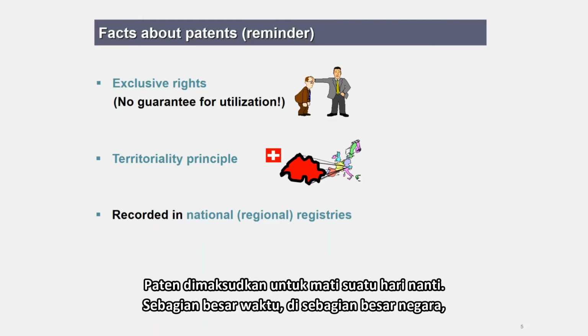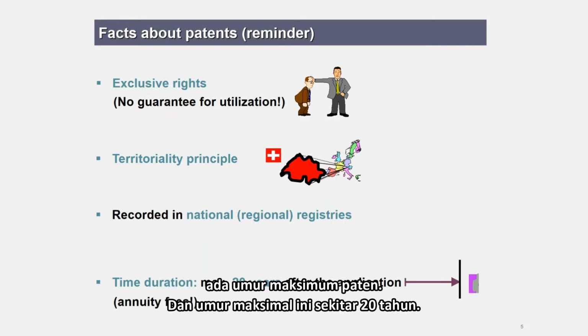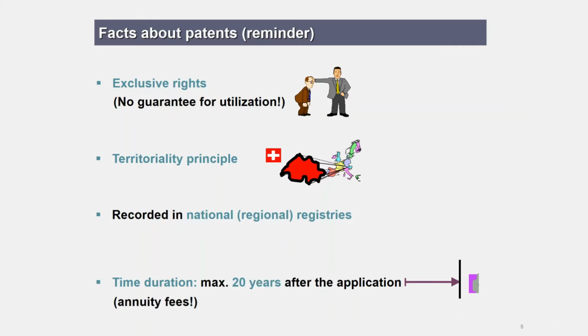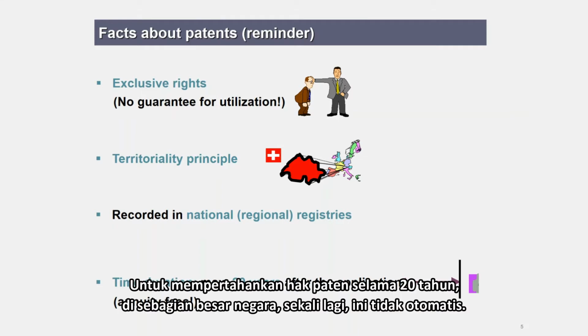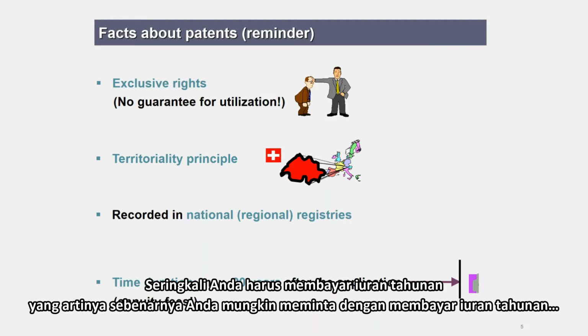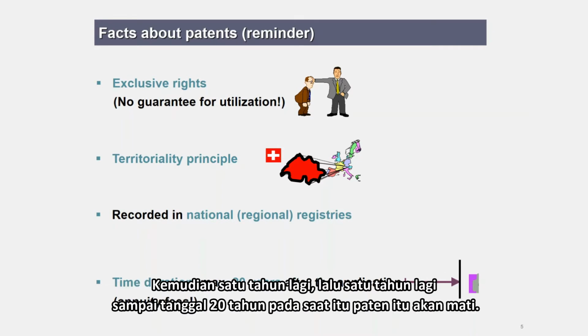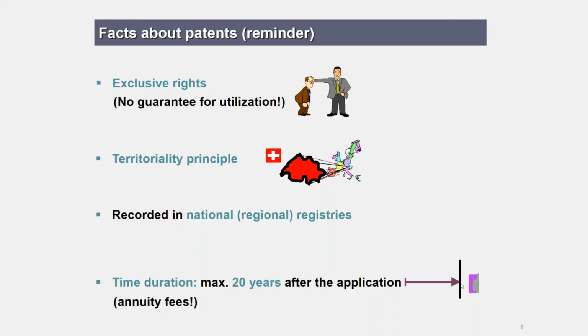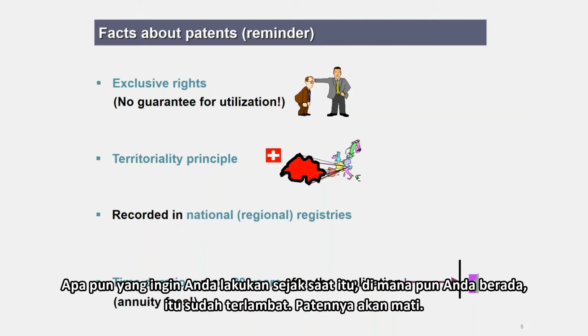Then a patent is meant to die one day. So most of the time, in most of the countries, there is a maximum life of a patent, and this maximum of life is around 20 years. Most of the countries have actually 20 years. In order to keep the patent alive for 20 years, again, it is not automatic. It is not so that you apply for a patent and you have the patent for 20 years. Most of the time, you have to pay annual fees, which means you ask, by paying an annual fee, to make a prolongation just for 1 year, then another year, up until the date of 20 years. And at that moment, that patent will die. So whatever you want to do from that moment on, wherever you are, that is too late.